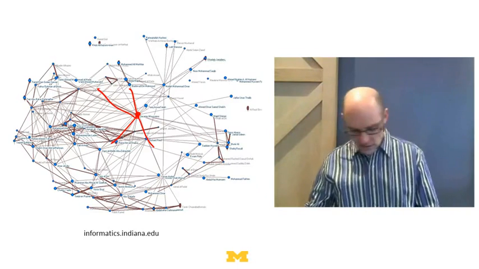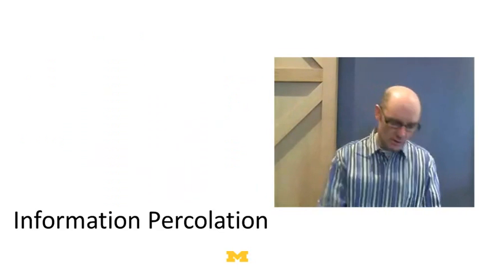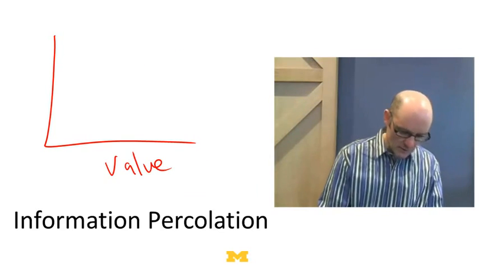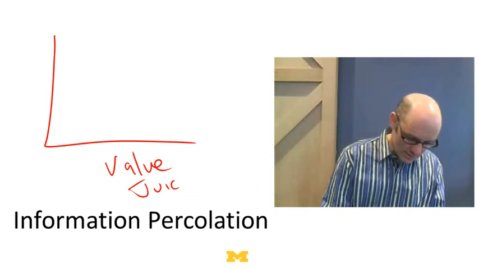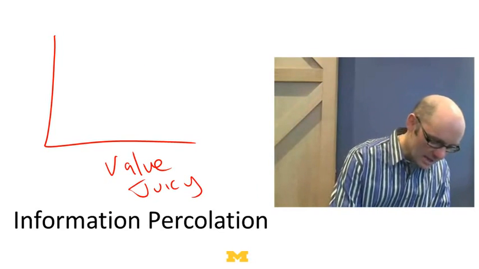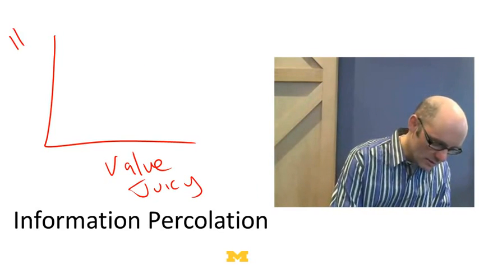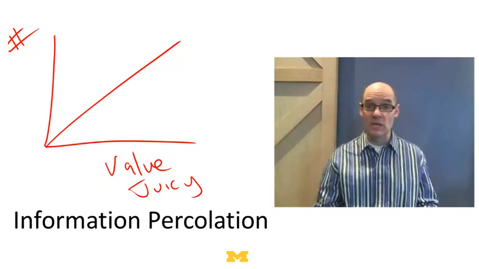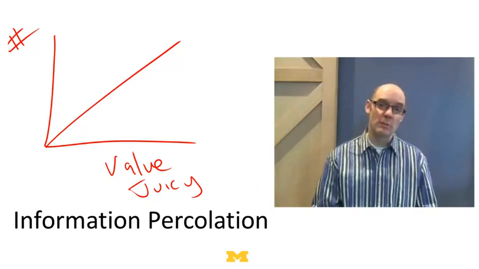So here's what's really interesting. Let's go back and think about information percolation. You might think, here's the value of a piece of information, or here's how juicy a piece of gossip is. And here's how many people hear. Now you might think that should be linear. The more valuable the information, the more juicy the gossip, the more people should hear.